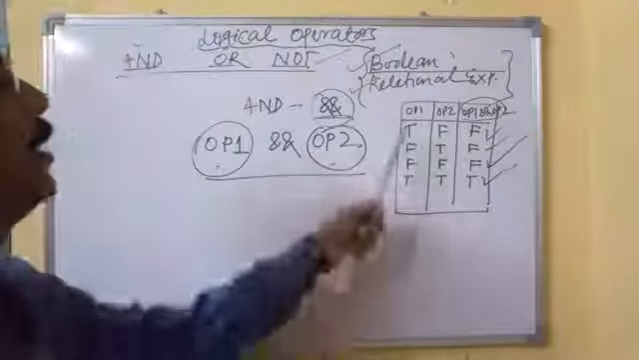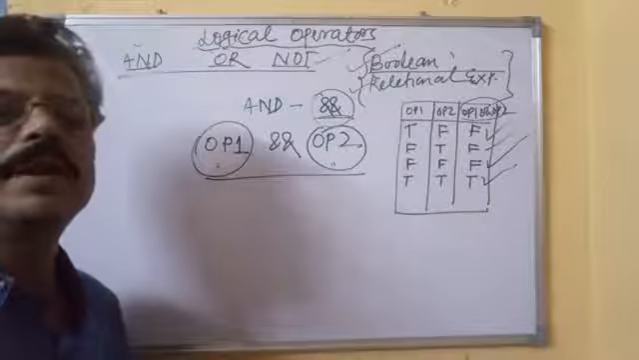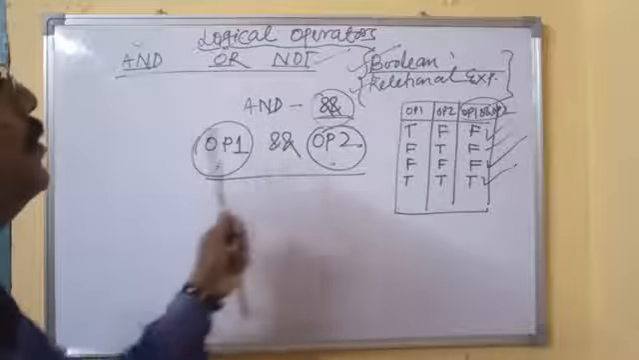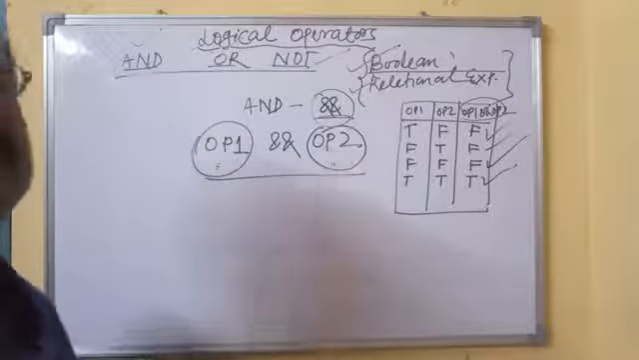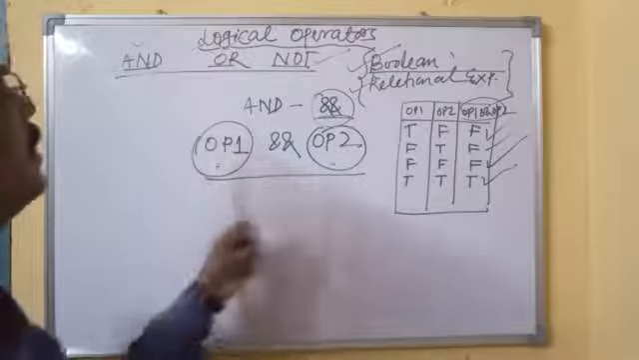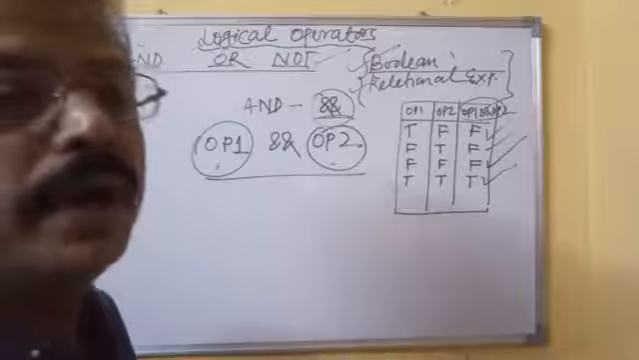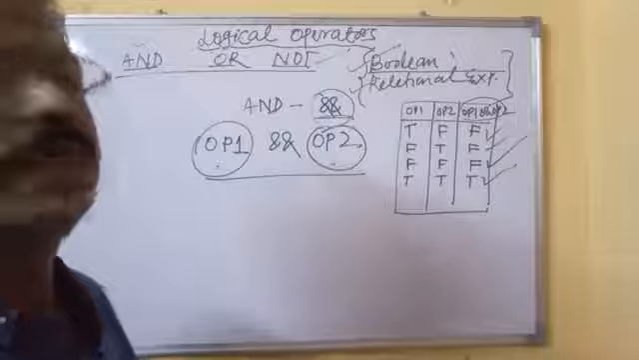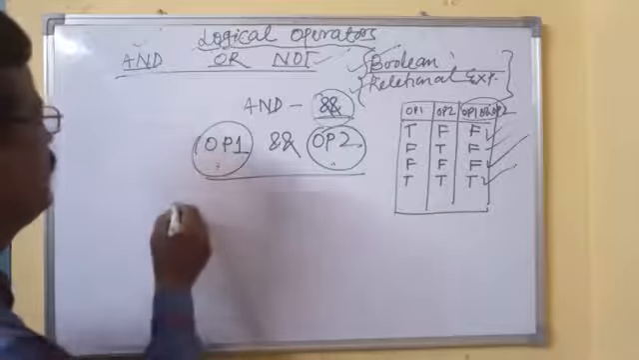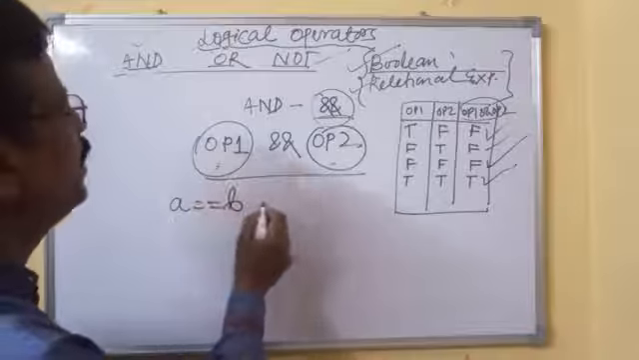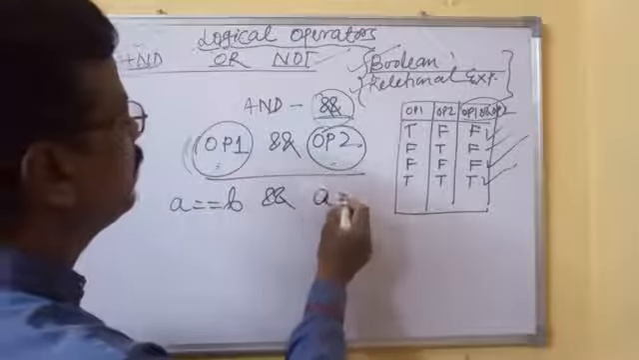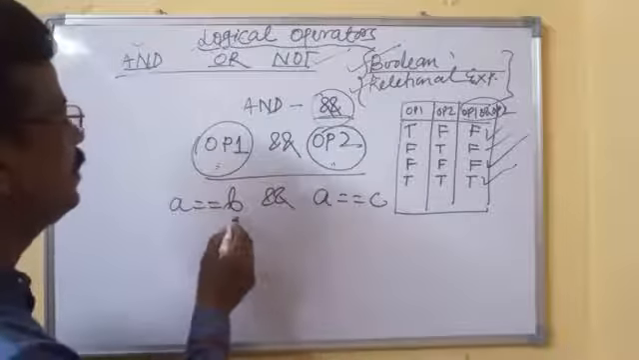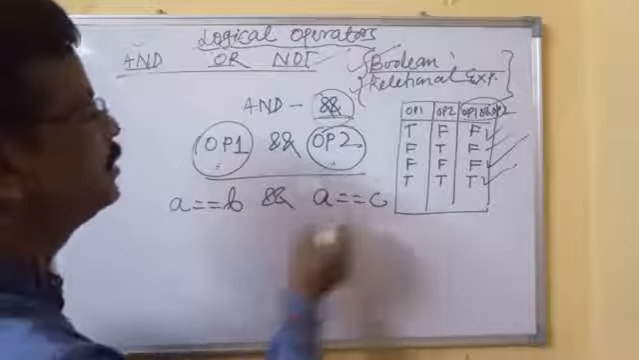So the computer follows this formula whenever it evaluates the AND operator. The AND operator requires two operands, OP1 and OP2, and both require a relational expression. Both relational expressions require a Boolean type of value, as I told you. In the middle you write the operator, and on both sides you write the two expressions. For example, A equals to B and A equals to C. We have to compare whether the value of A is equal to B or not, and whether A is equal to C or not.